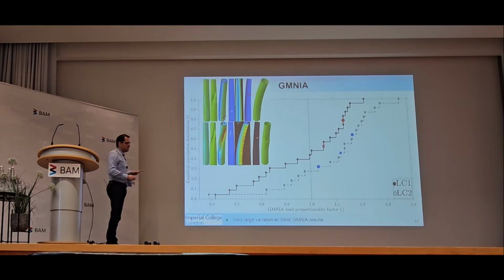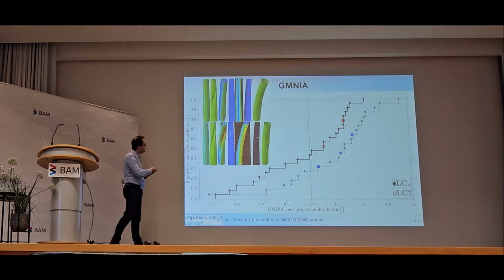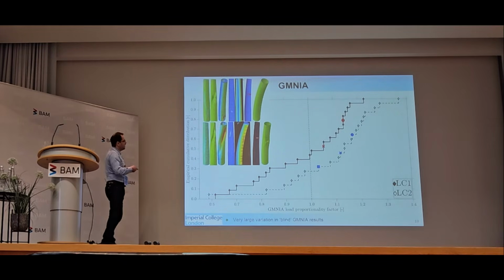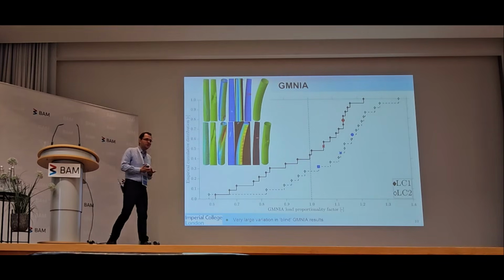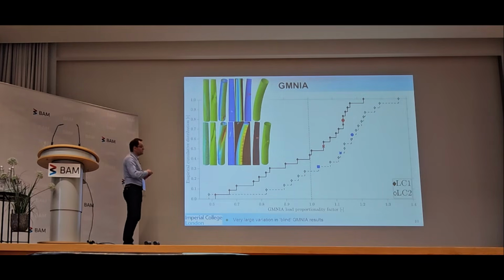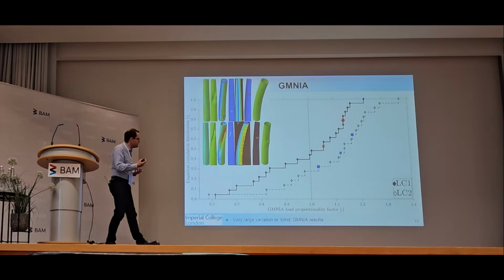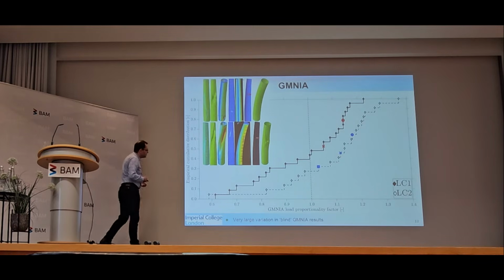So already we asked for a picture of what you think the failure mode is. This is a selection of what was submitted as failure modes for LC1 and for LC2. And it is very, very, very different. Also, what is understood by an illustration of the failure mode was different. Is it a stress state? Is it a buckled state? Is it an incremental buckling mode? There was a lot of variability there.